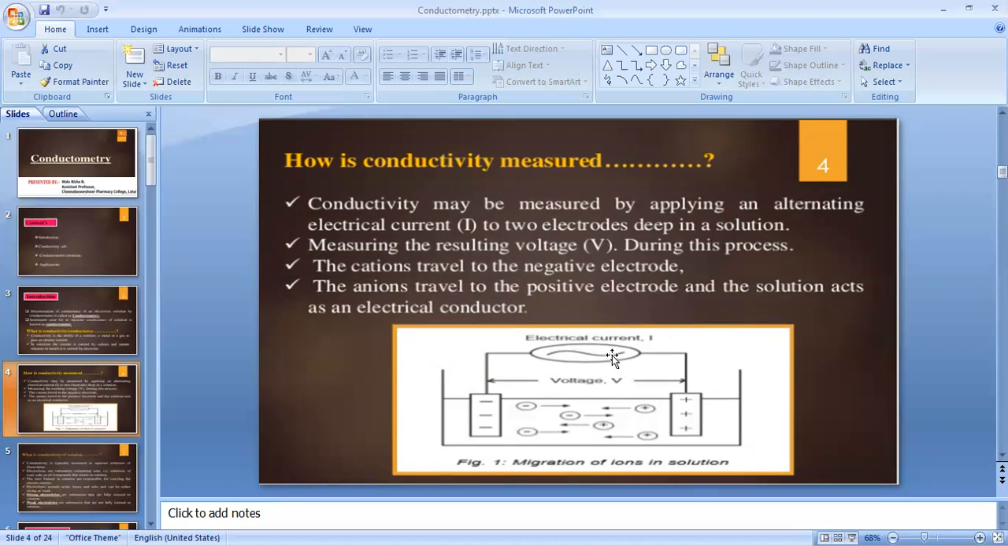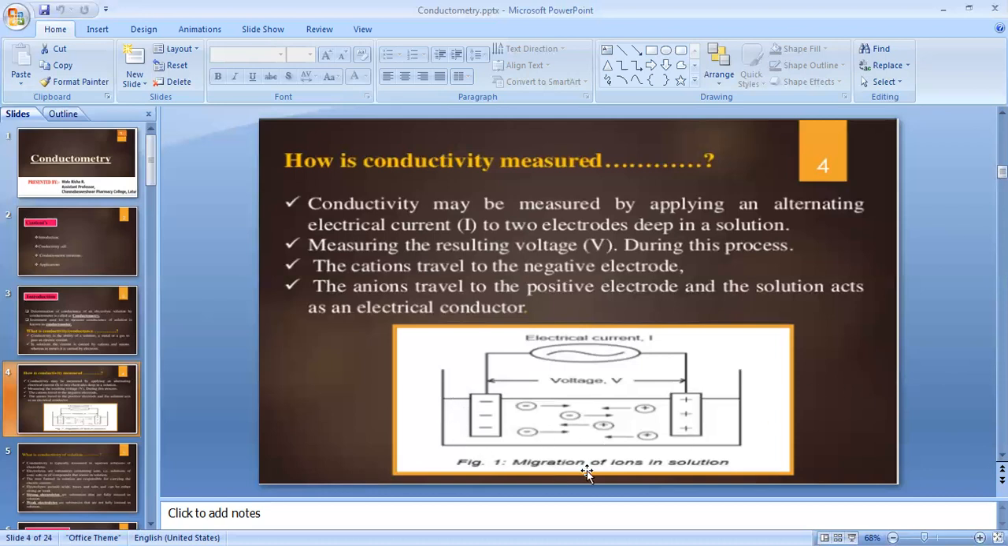By applying the electrical circuit across these two electrodes, there is migration of cations as well as anions towards the respective electrodes, and by measuring the electrical current, we can find out the concentration of the solution. Measuring the resulting voltage during this process, we can find out the concentration. During the migration, the cations travel towards the negative electrode and the anions travel towards the positive electrode, and the solution acts as an electrical conductor. So this is the measurement of conductivity of the solution.